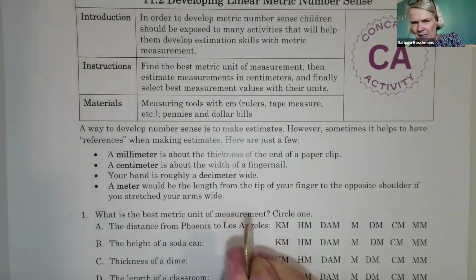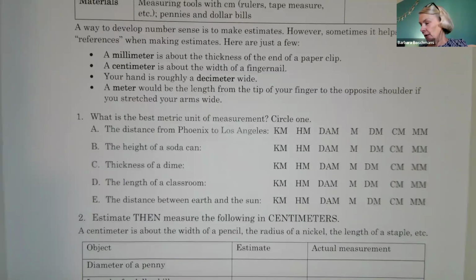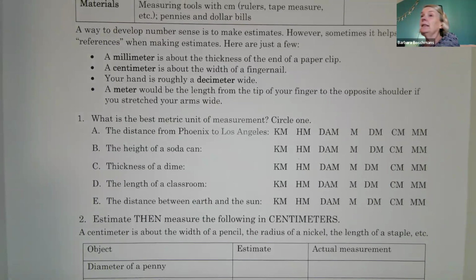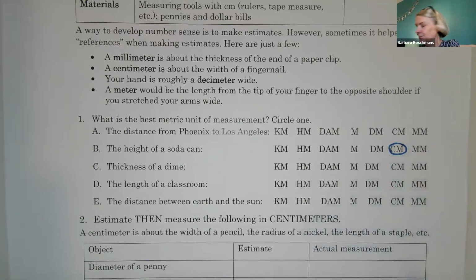The thickness of a dime, here's a dime, that's the thickness of it. The length of a classroom or any room, standard size room that you're in. And then the distance between Earth and the sun. So for each of these, I'd like you to circle the one that would be the best. You can measure it in all these units, right? But one is more appropriate than the others. And I think I kind of slipped on this one that the height of a soda can would be centimeters, just because we use millimeters, centimeters, and meters. We don't use decimeters as often.